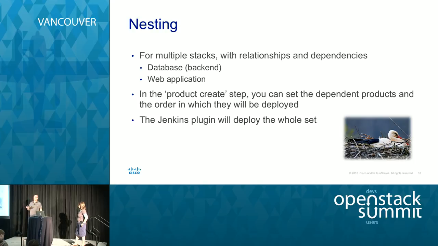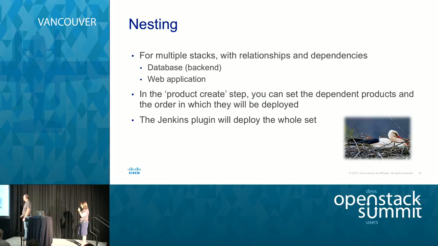For example, one of our applications would be a web application and the other application would be a database application. We need to pass the parameters between the two different stacks to allow them to talk to each other and test the full product in the end. That is something which you'll be able to see in the demo. There's something called the product create step where you can define different product dependencies in the actual workflow, so it knows exactly in which order these products should be deployed, one after the other, in order to get the stack built correctly.